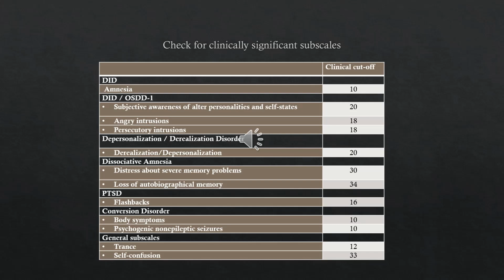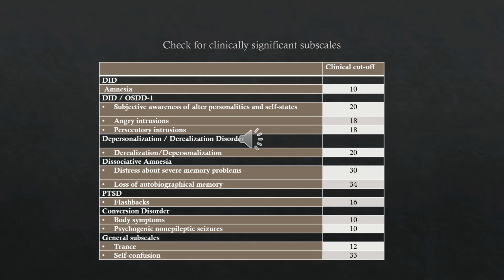So for PTSD, you want to be looking at the flashback subscale, particularly if you think, is this person having a dissociative subtype of PTSD, you would be expecting that the depersonalization and PTSD, those two aspects would be meeting the clinical cutoff scores. So the person would therefore be having flashbacks more than 16% of the time.